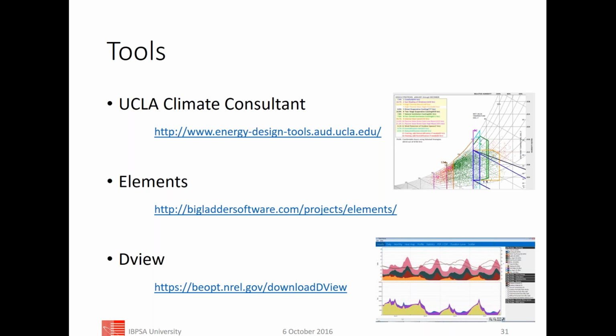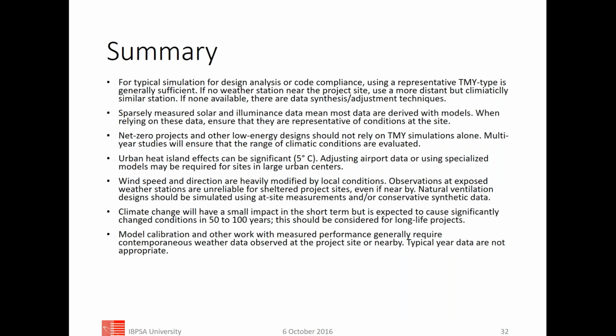Elements from Big Ladder software allows you to do some adjustment of weather files while maintaining the psychrometrics at the same time. And also it's good for being able to look at and adjust weather data as well. Another program, DView from National Renewable Energy Lab, allows you to plot the data and compare 2 files graphically very easily. It's also very good if you have time series data to look at. It doesn't have to just be weather data.